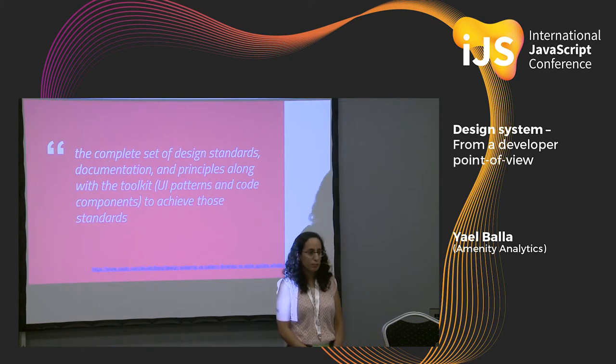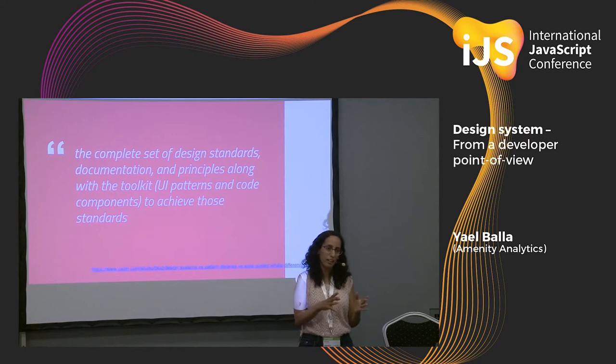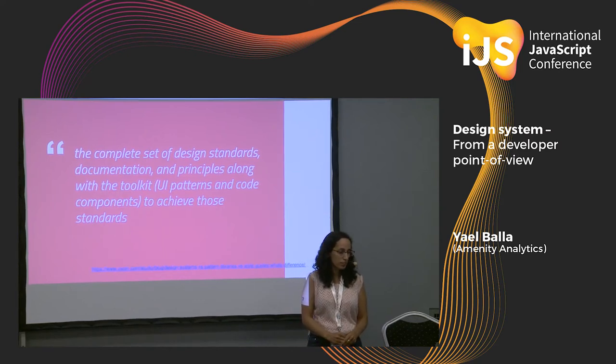Let's start with some definitions. A design system is not just the style guide or the UI components. A design system is a set of design standards, documentation, and principles, along with the toolkit to achieve those standards. And ultimately, it can help us sync between code and design and improve the designer-developer process.